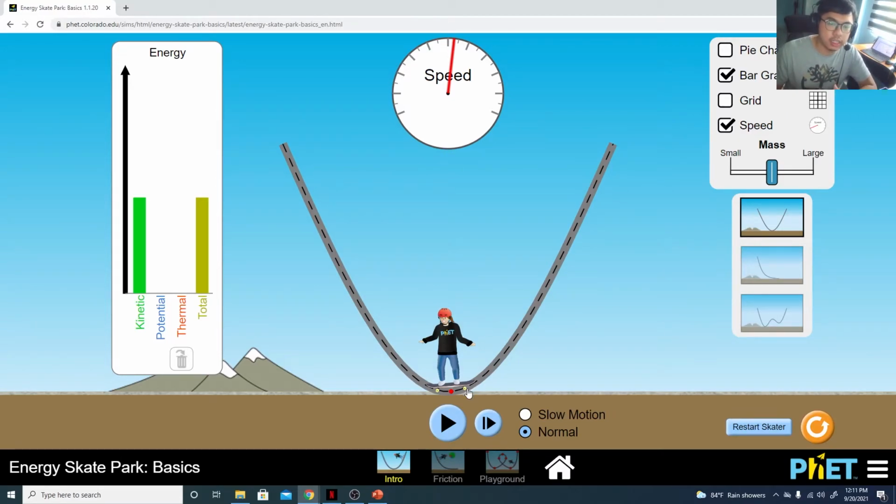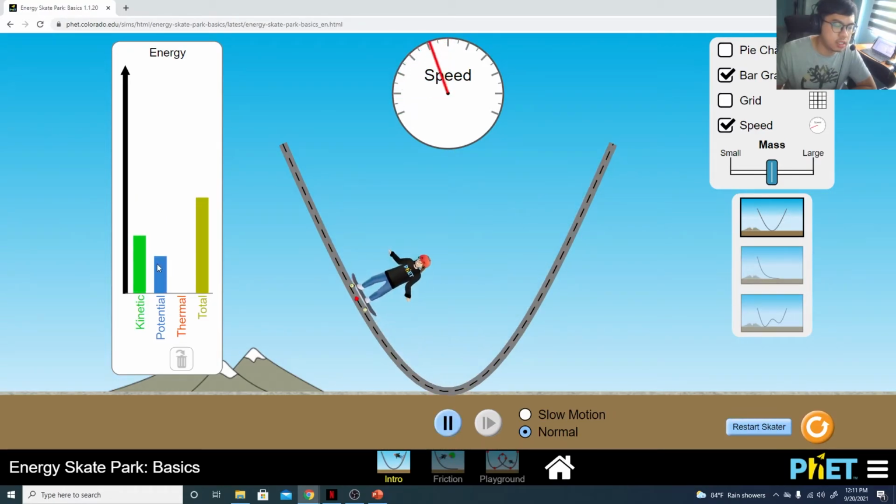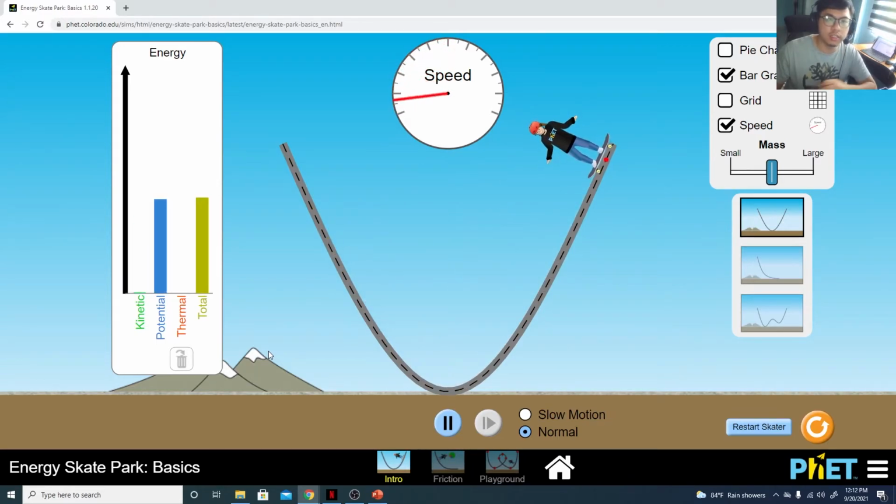Why is her speed the greatest at the bottom? Because at the bottom, that's where she has a lot of kinetic energy. And as you know, if you have a lot of kinetic energy, you will tend to have a higher velocity or higher speed. Okay, so that's what's happening. That's the energy changes as she is moving up and down on this U-ramp here. Another important thing to note is that the total energy remains the same, right? Even though these two energies are changing from kinetic to gravitational potential energy.